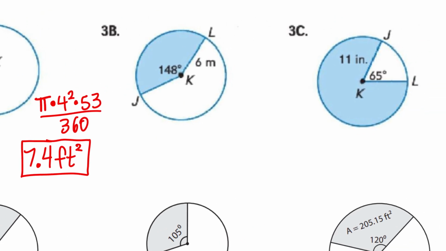Next one, how are we going to set this one up? Pi times 6 squared times 148 over 360. 46.55.